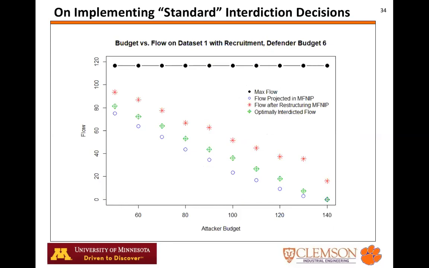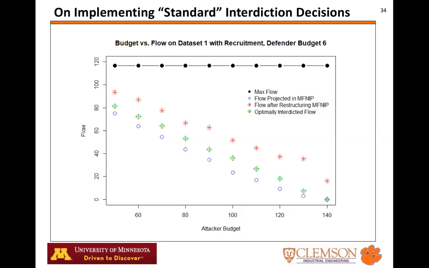I'll do 30 seconds. The one thing I wanted to do on this slide was show what would happen if we take a standard max flow interdiction problem. That is the blue dots here, if you only viewed it as what the flow would look like in a standard max flow network problem. And then the red is what happens if you allow the network to react after those interdictions.